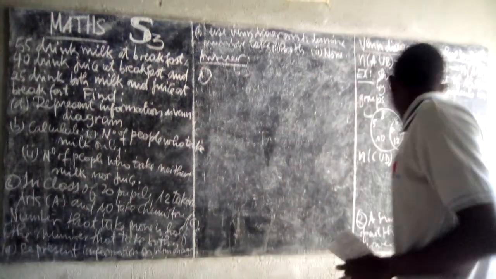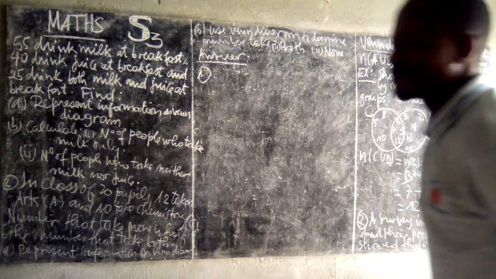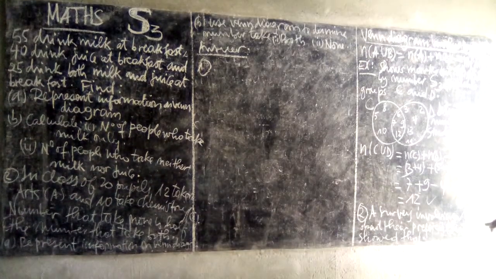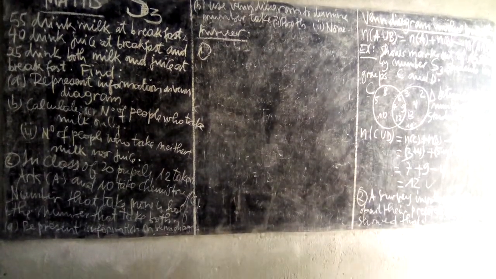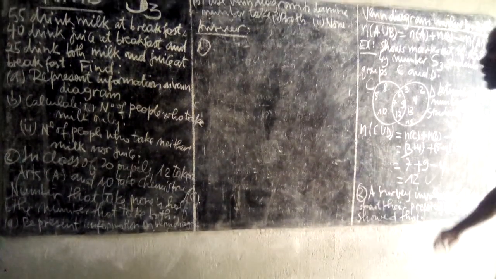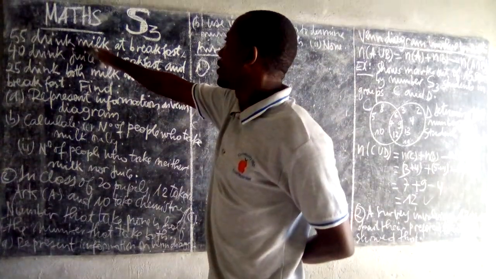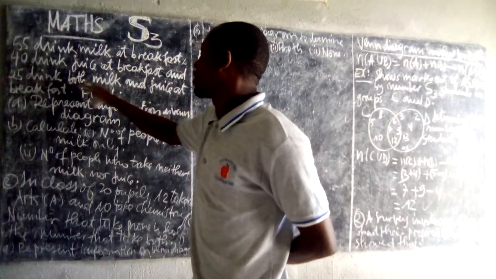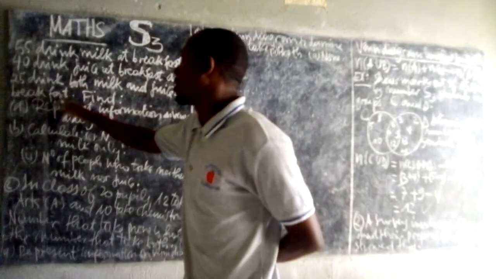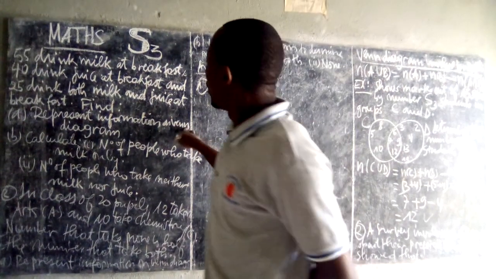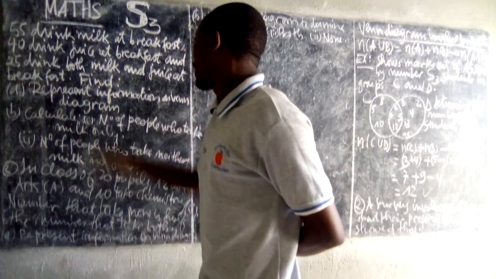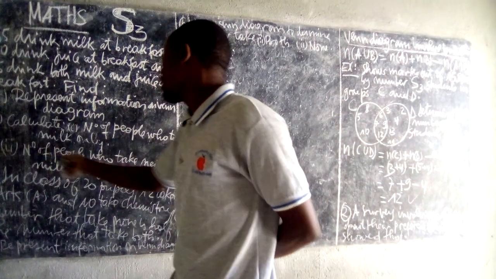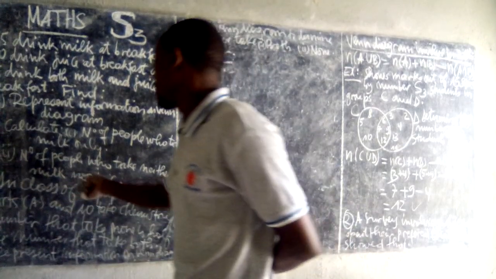Number 1. A survey involving 120 people about their preferred breakfast showed that 55 drink milk at breakfast, 40 drink juice at breakfast, and 25 drink both milk and juice at breakfast. Then represent information on Venn diagram. B. Calculate number of people who take milk only and the number of people who take neither milk nor juice.